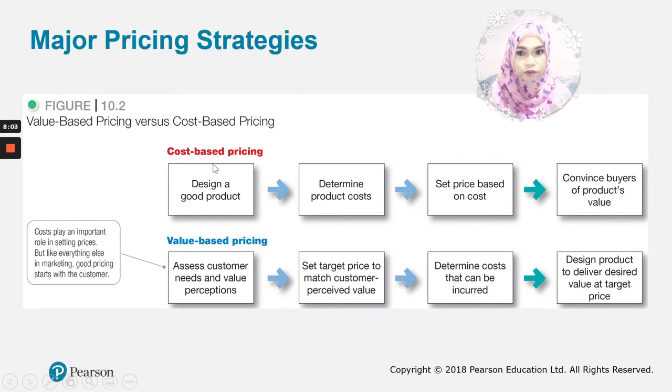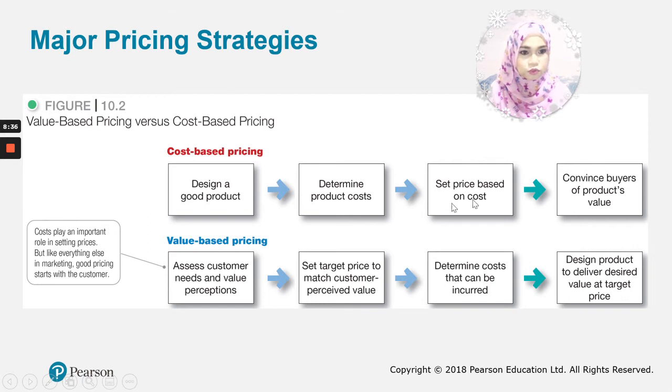So remember just now when you talk about cost-based pricing, this is when you talk about how much is the cost that you produce, and then you set some price based on the cost, and then you convince buyers to buy the product's value. While when you talk about value-based pricing, you will first assess the customer's needs and value perceptions, right? And then you set the price to match the customer perceived value. You determine the cost that can be incurred. Then you design the product to deliver the desired value at the target price.